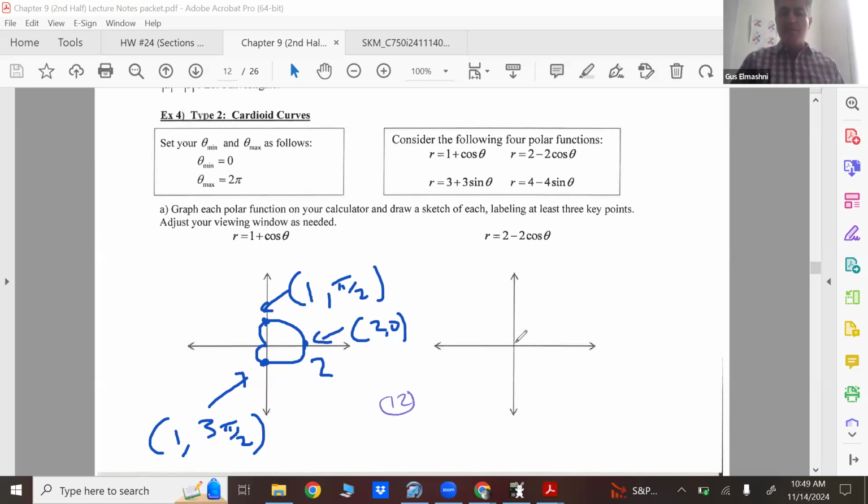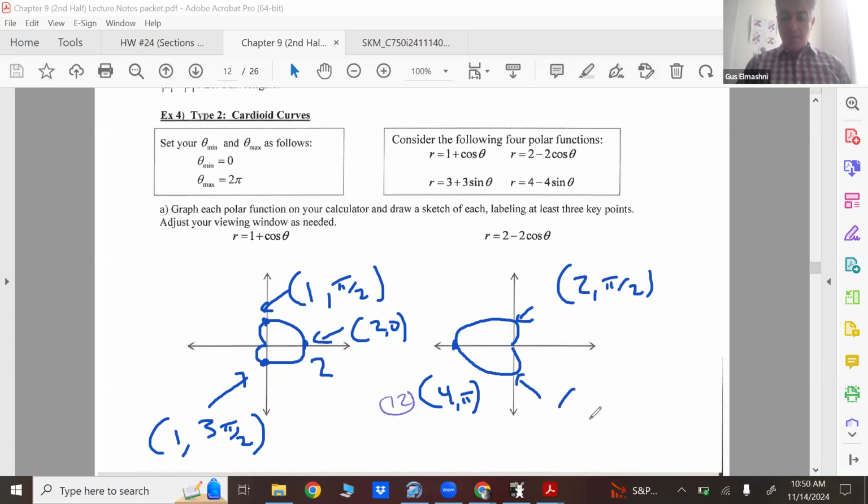What do you think is going to happen here, guys? It's probably going to hit 4. Okay, I'm doing a terrible job drawing these. So negative, they go opposite. Anyway, we'll say this is 4 comma pi. This right here will be 2 comma pi over 2. And this right here will be 2 comma 3 pi over 2. There we go.